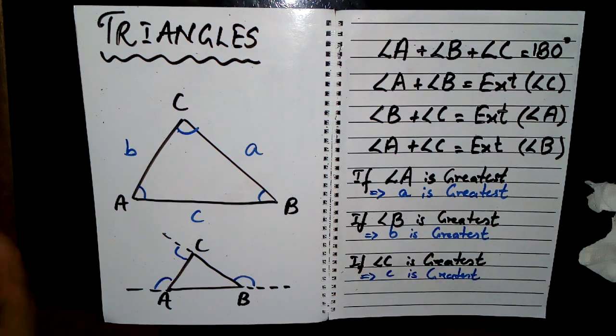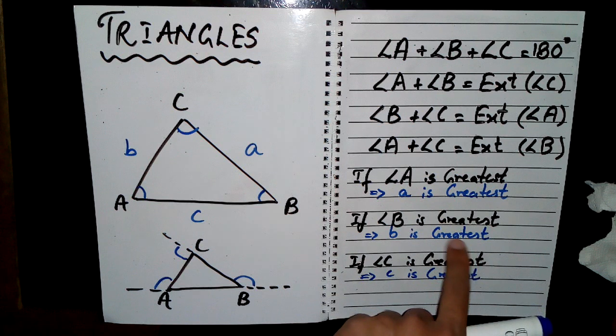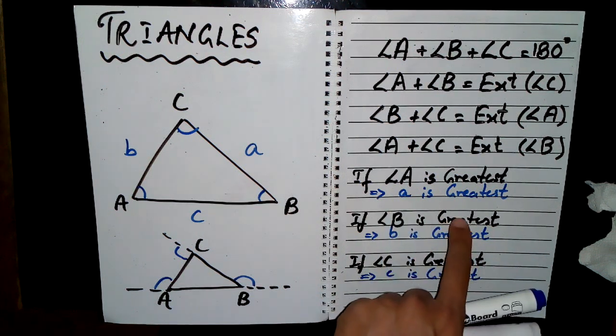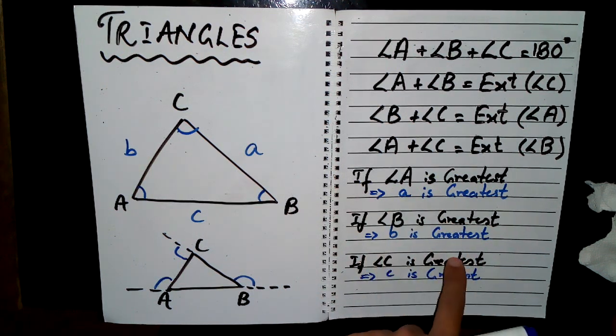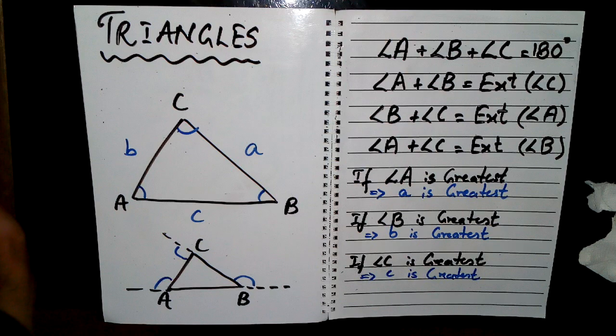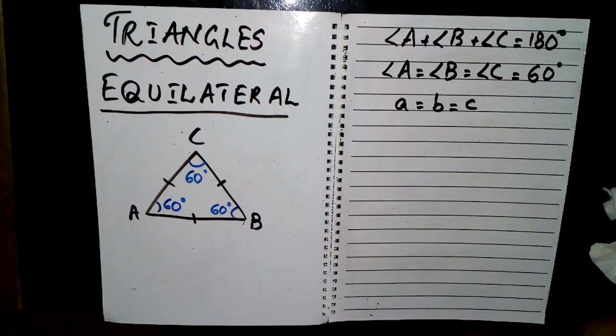Some basic points you must know: if angle A is greatest, then side A will also be greatest. If angle B is greatest, then side B should be greatest. If angle C is greatest, then side C should be greatest. So these were the basic properties you must all know. Now I am discussing some special kinds of triangle.